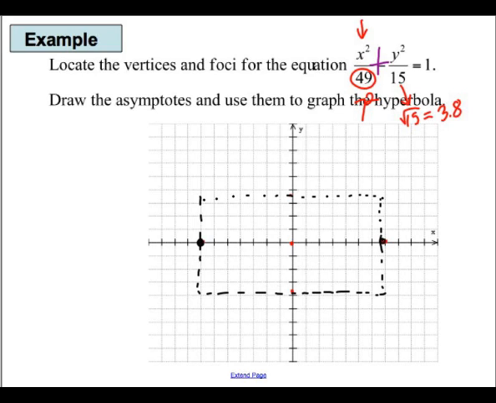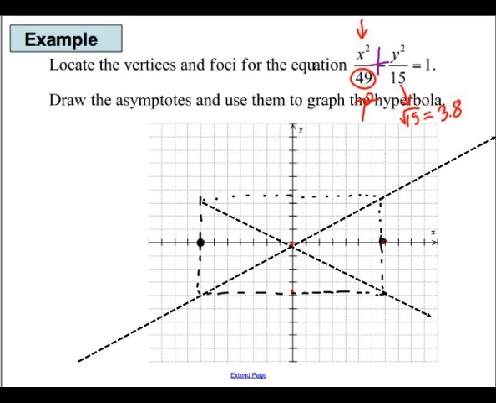And the second thing I have to do is draw a line that goes from this corner all the way to this corner. And I'm going to extend it past those corners. These are my asymptotes. These are the asymptotes that describe how the hyperbola will react in the long term.